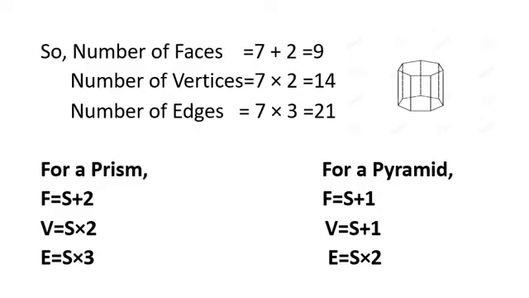So for a prism, faces will be s plus 2, where s is the number of sides of the base of the given solid. For a pyramid it will be F is equal to s plus 1. For a prism, vertices will be s into 2. For a pyramid, vertices will be s plus 1. For a prism, edges will be s into 3, and for a pyramid, edges will be s into 2. I hope all the questions are very clear to you.